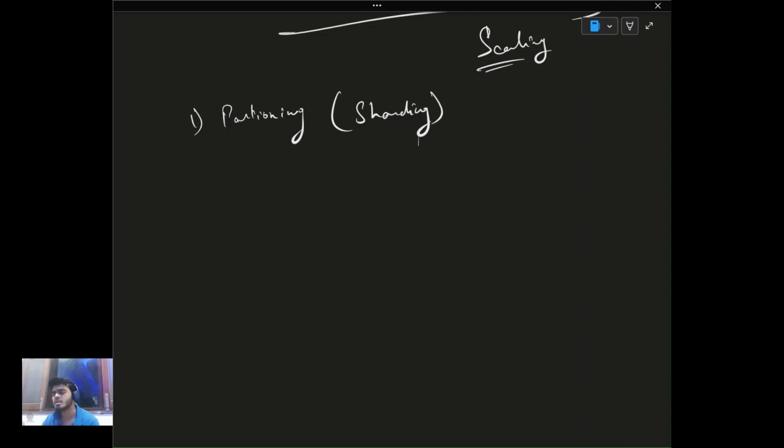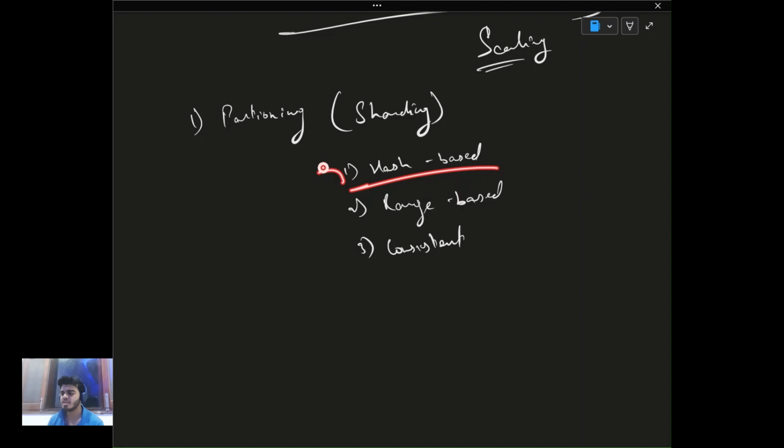We use partitioning in three ways. First is hash based, second is range based, and the third and last one is consistent hashing. Now, what does this mean? Hash based uses a hash function, as we can see from the name, to assign keys to nodes. Range based stores the keys in a specific range per node. Consistent hashing is better for handling dynamic scaling.